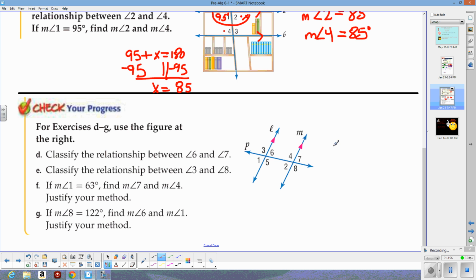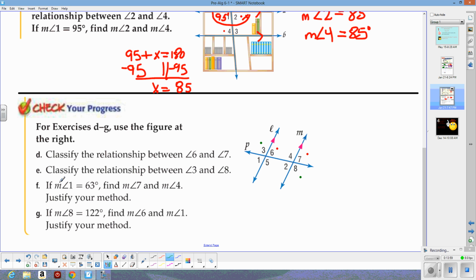You may want to pause the video and try the next one on your own. So, using the figure at the right, classify the relationship between angles 6 and 7. Angles 6 and 7 are what are called corresponding angles. The relationship between 3 and 8, this one and this one: they're on opposite sides and they're on the outside, so those are going to be alternate exterior angles.